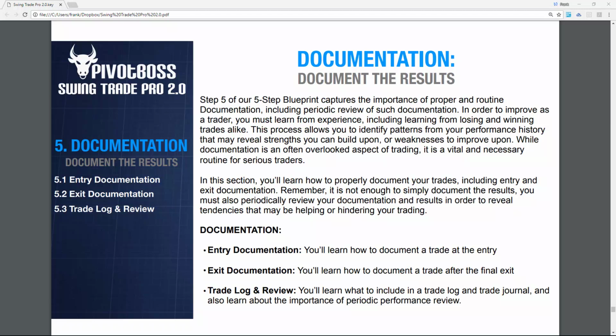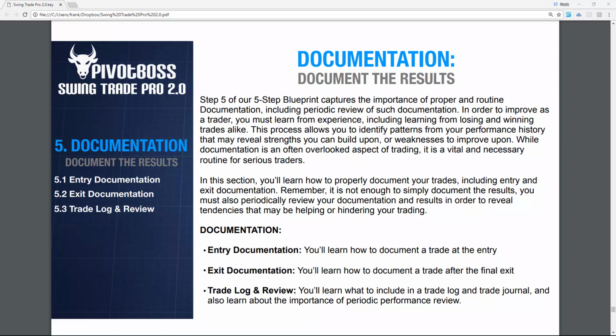While documentation is often overlooked, it is a vital and necessary routine for serious traders. In this section, you'll learn how to properly document your trades, including entry and exit documentation. Remember, it is not enough to simply document the results. You must also periodically review your documentation and results in order to reveal tendencies that may be helping or hindering your trading. So we will be talking about 3 different sections.